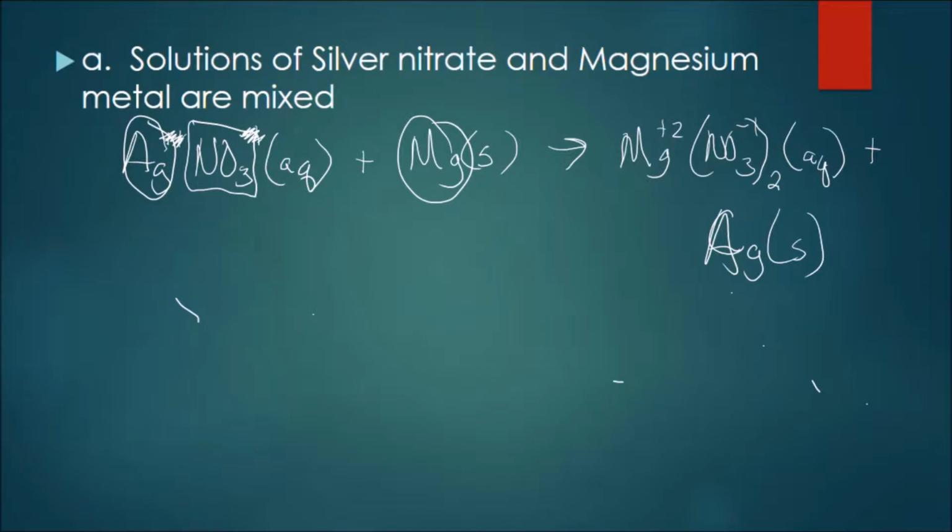All right, so we're not done yet. Now we need to balance it. Are we okay with silvers? Yes. Are we okay with nitrates? No, we have 1 and 2. Ooh. Now if we fix the nitrates, that messes up our silvers. What are we going to do? Put a 2 on there. Okay, magnesium 1, we're fine.